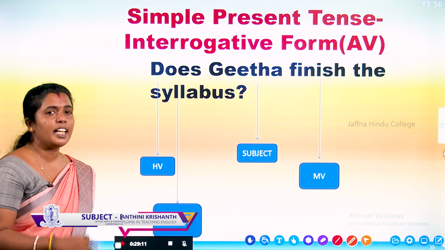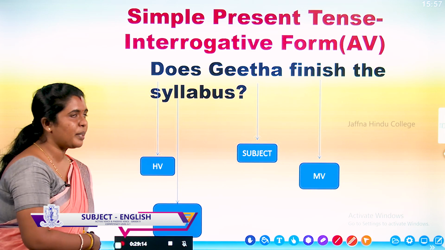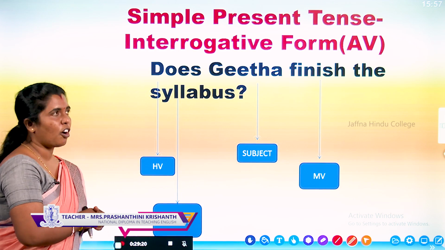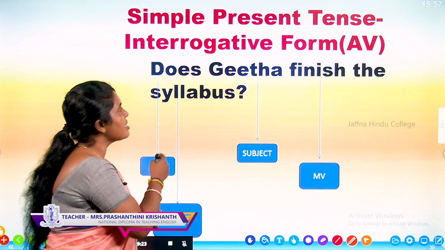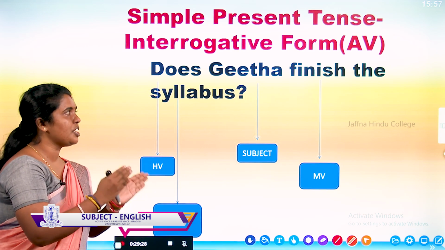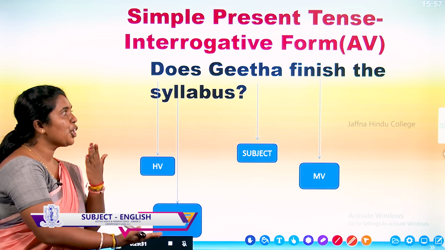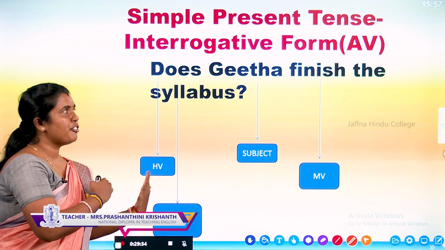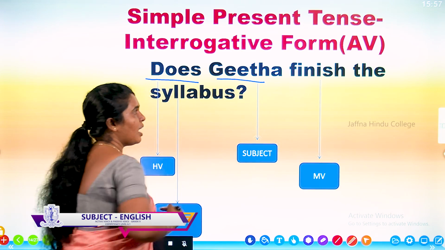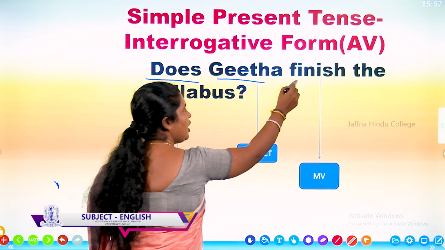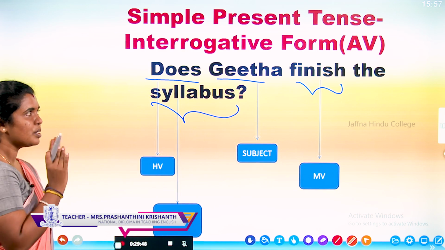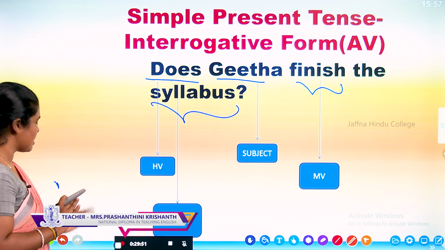Simple present tense interrogative form. Interrogative form means, I already told you, question form. So this is active voice. See the example. Does Geetha finish the syllabus? Right? For the question form, you have to take the helping verb first. So what is the helping verb? Does. The subject is Geetha. What is the main verb? Finish. The object is syllabus. So this is exactly an active voice sentence.